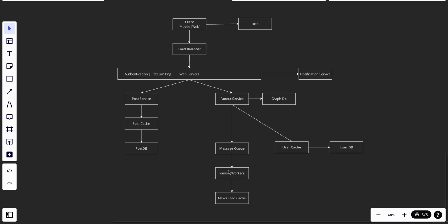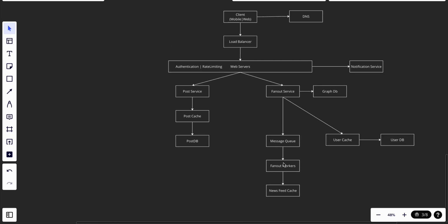The other thing is that the system limits the number of posts the user can make, so that the backend servers will not get overwhelmed. Maybe something like 100 posts per minute.